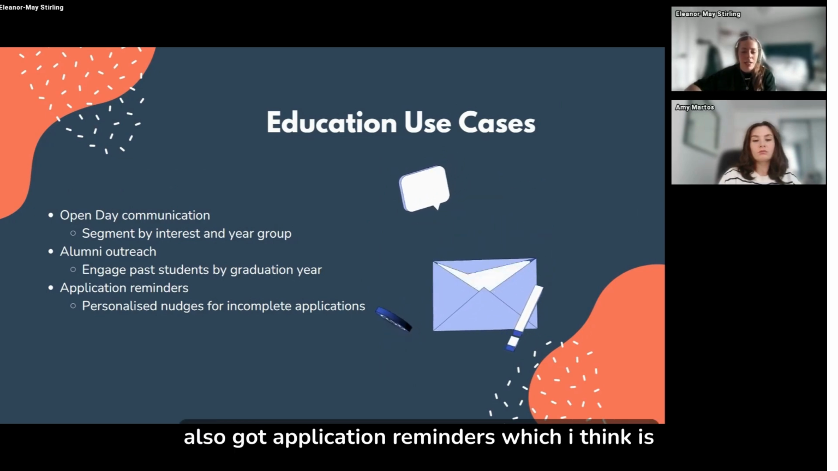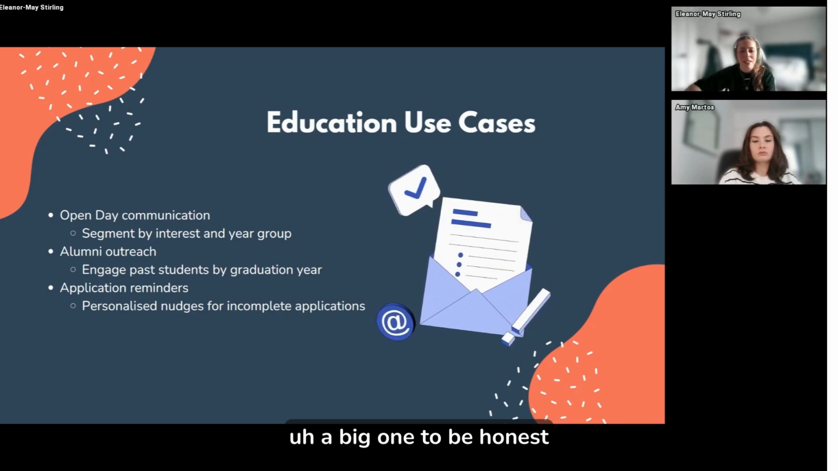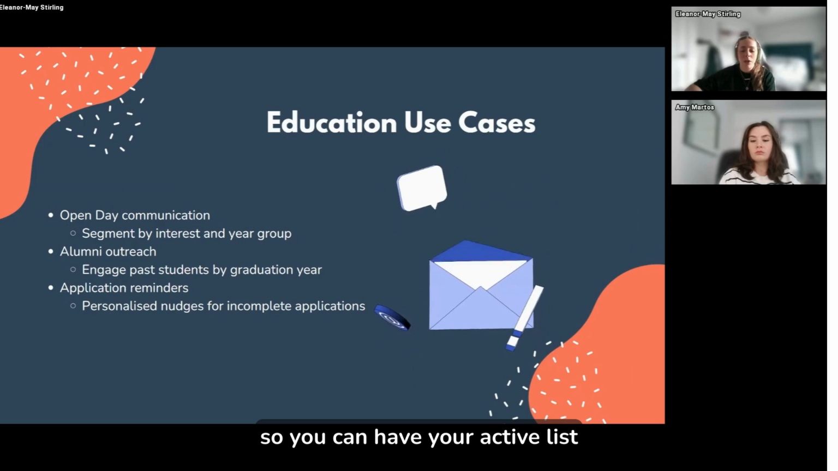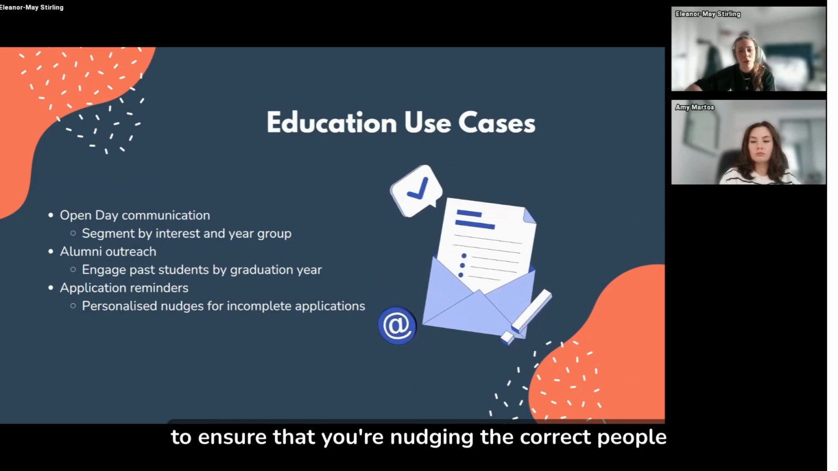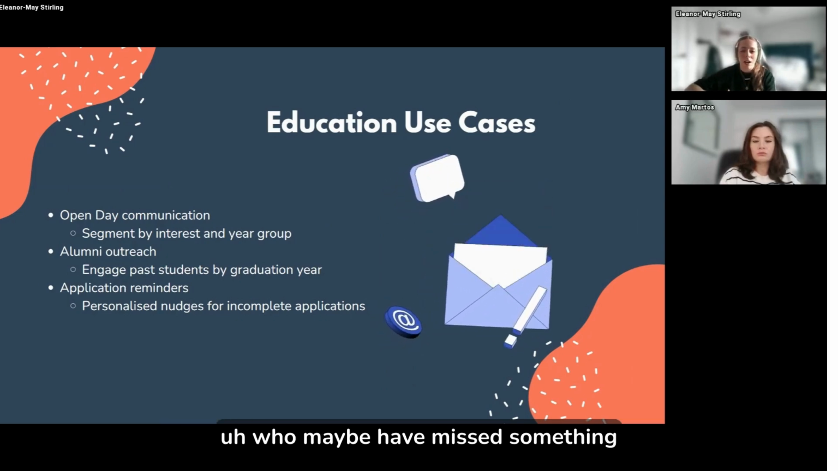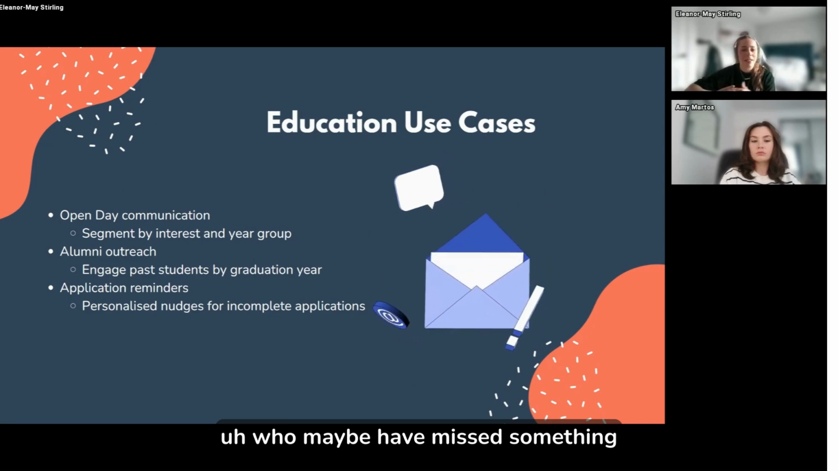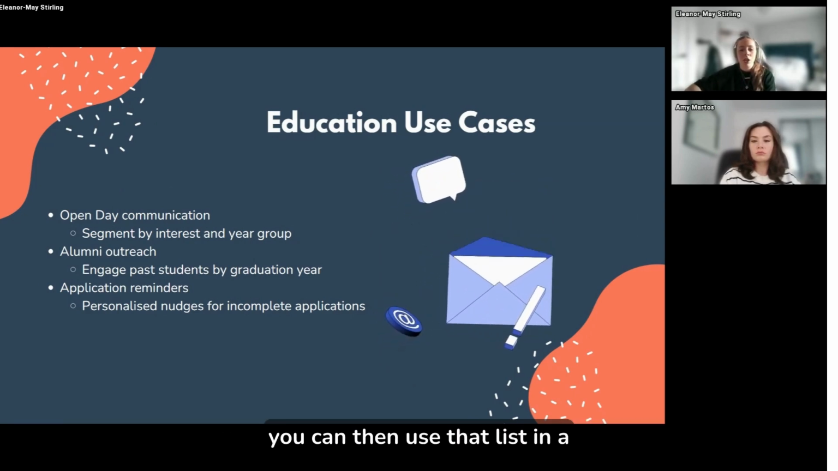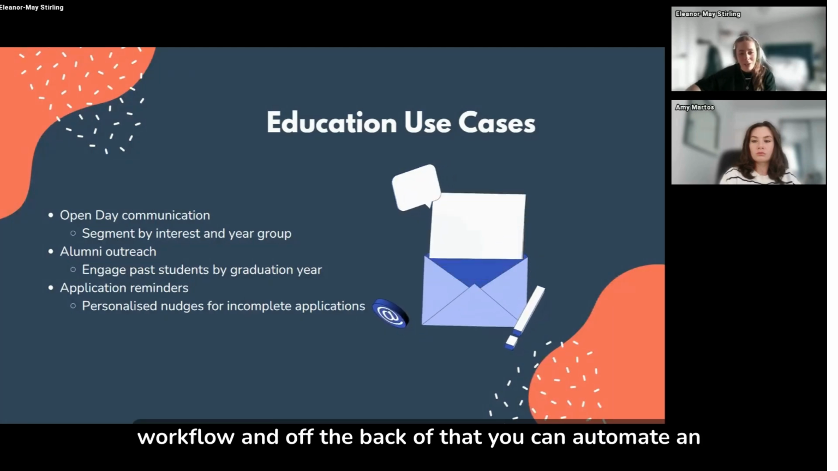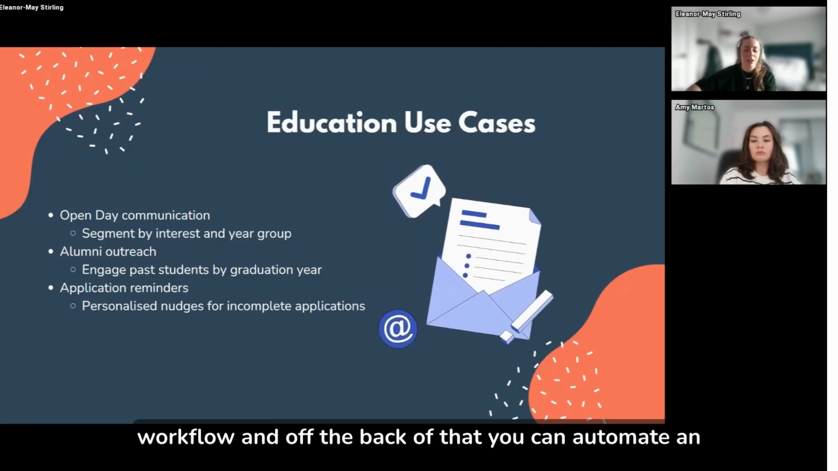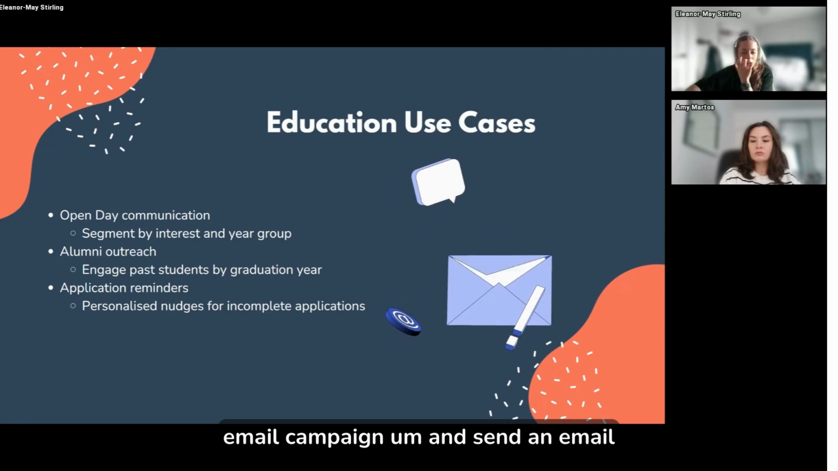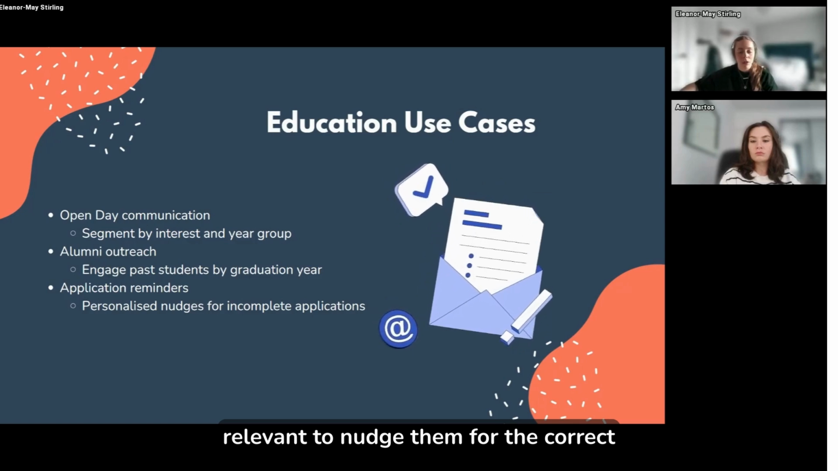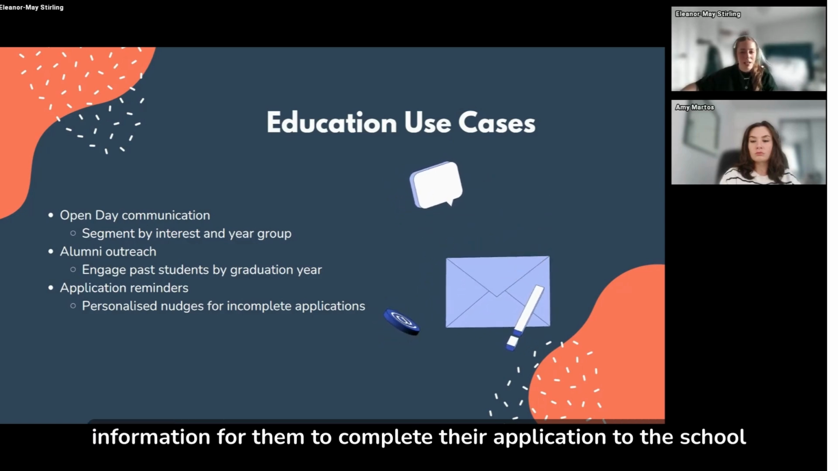We've also got application reminders, which I think is a big one, to be honest. So you can have your active lists to ensure that you're nudging the correct people who maybe have missed something in the application form that's important and you need that information. You can then use that list in a workflow, and off the back of that, you can automate an email campaign and send an email relevant to nudge them with the correct information for them to complete their application to the school.